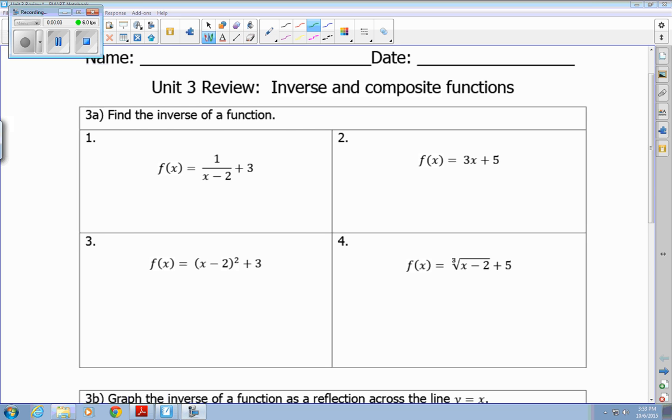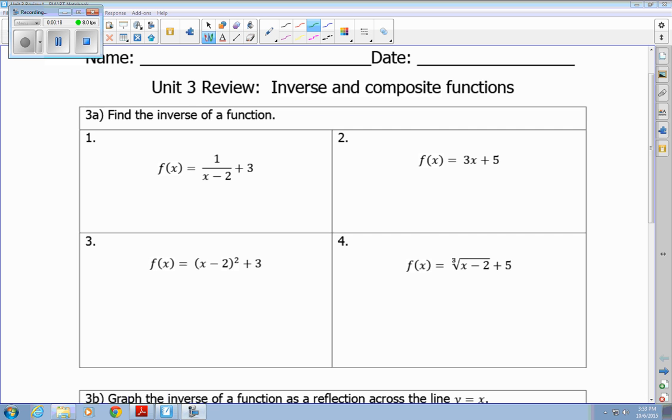Welcome, this is the Unit 3 review. Hopefully you've worked through every single problem, and this is just you checking your work. If you are struggling on a certain problem, try to work it out as much as possible before referring to this. All right, let's get started.